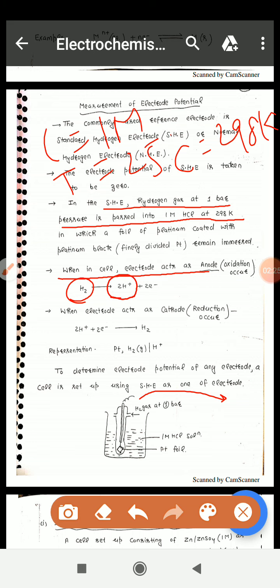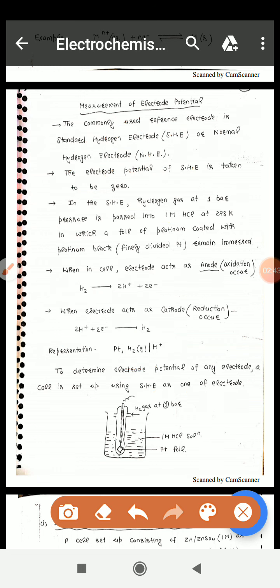How do we represent the cell? The cell representation is here. We use platinum, which represents the platinum foil or platinum wire, comma, H2, then a slash symbol, and then H+.